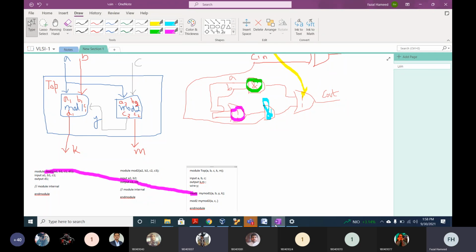C3 and then Y. No. The C2. C2 is connected with M. Yes. C2 is connected with M and C3 is connected with Y. Now you understood the concept of structural description.